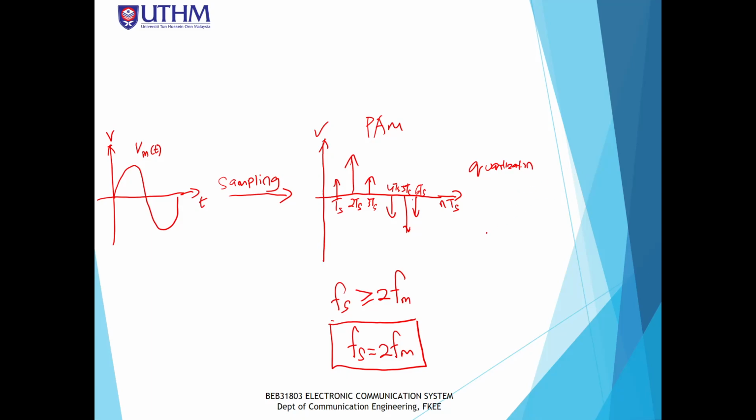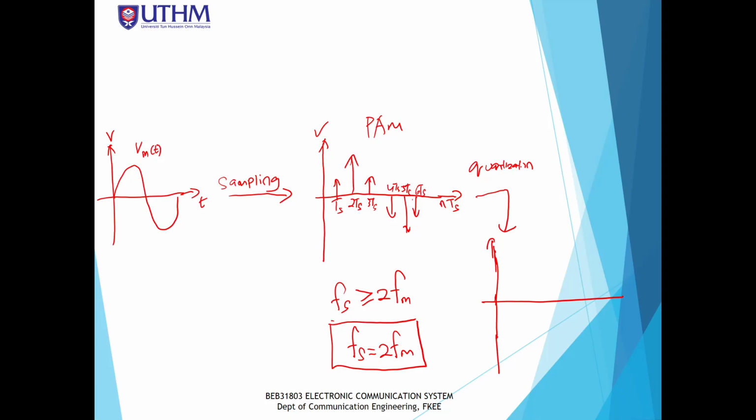Okay, so quantization. Quantization is the process of rounding up the sample value to the nearest quantized level. Since we have many samples with a variation of values, we need to minimize the range of sample values. That's why we do the process of quantization. We round it up to the nearest quantized level so that the range of quantization is not too big.